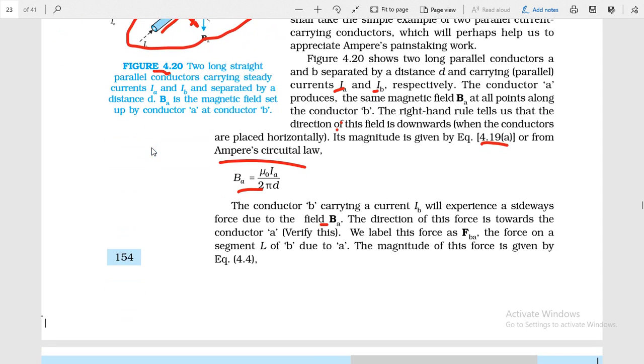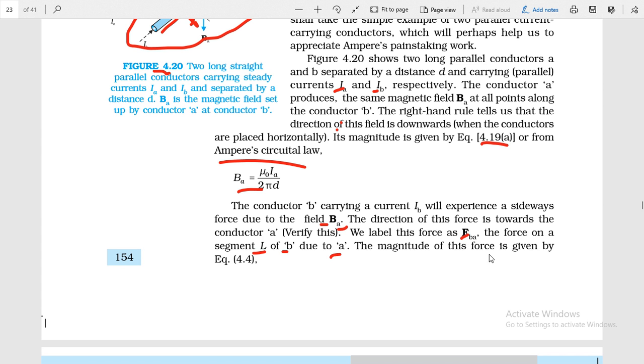you can see here, the conductor B carrying current IB will experience a sideway force due to the magnetic field BA. The direction of this force is towards the conductor. By using Fleming's left hand rule, you can find out the direction of the force acting on the conductor B. We label this force FBA, force on B due to A. The force on a segment L of B due to A.